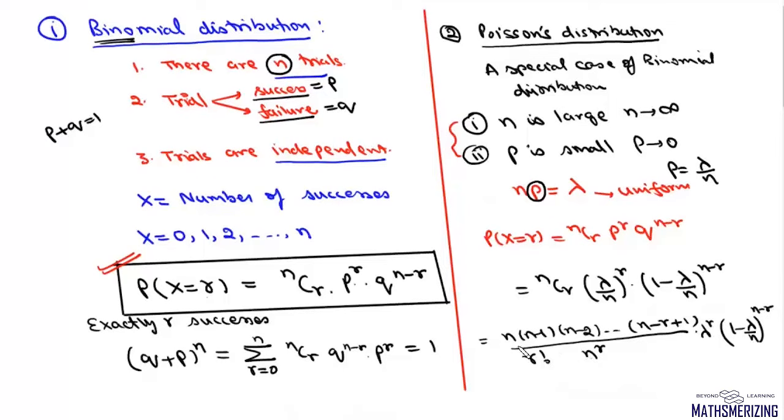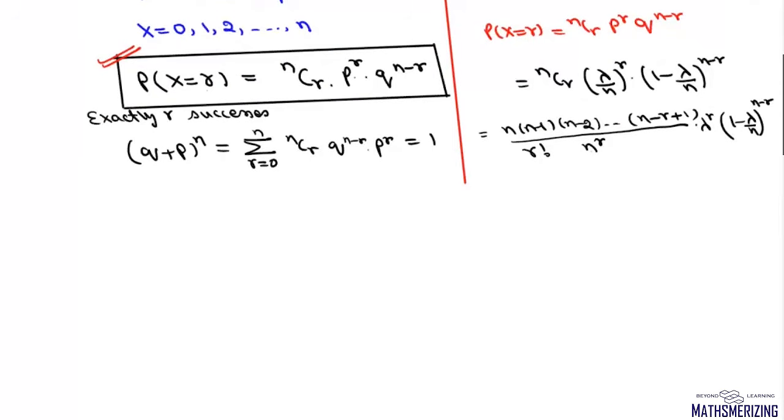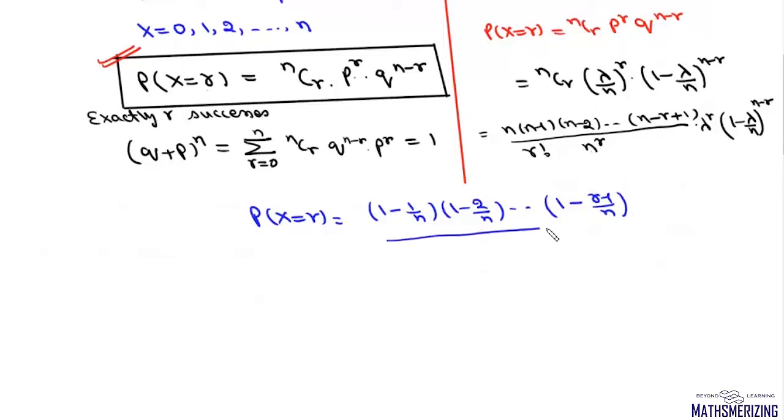Now what we'll do is we'll take this n with each of these brackets. So now we can write this probability of x equal to r as 1 into 1 minus 1 by n, 1 minus 2 by n up to 1 minus r minus 1 by n, whole divided by factorial r, into lambda to the power r and 1 minus lambda upon n to the power n minus r.